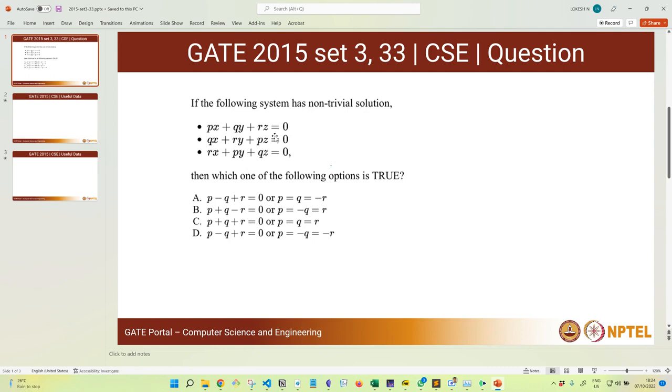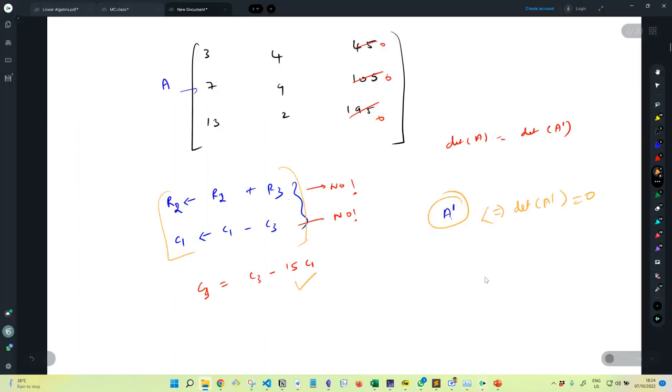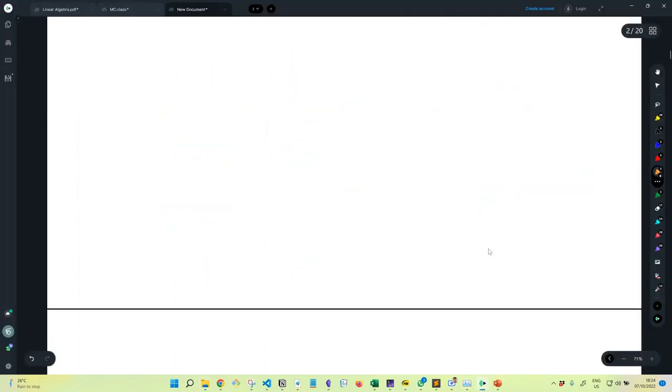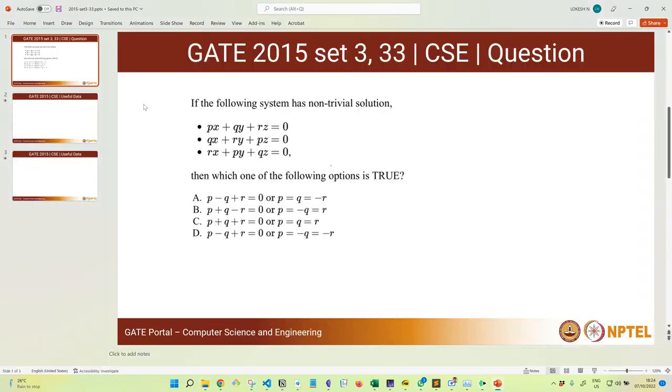Right. Now let us solve this question. So we have px plus qy plus rz equals 0, then qrp, rpq. Okay, so I'll copy the question here. So px plus qy plus rz equals 0. Then next is rpq, is it? Okay, qrp, rpq. Yeah.